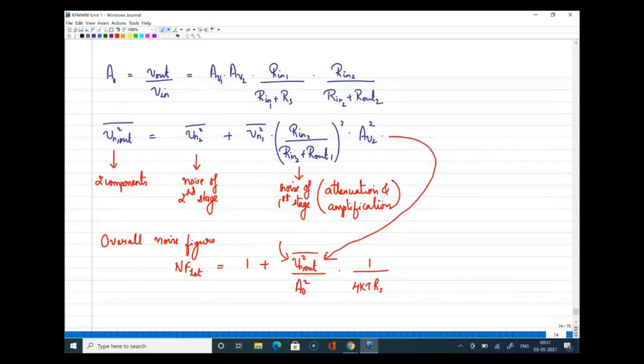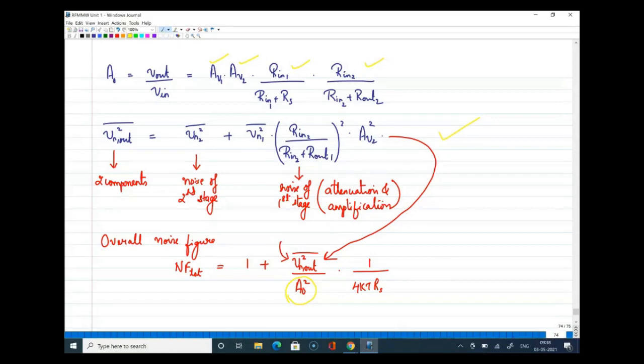Okay, so look at this expression now. Look at this term where we have written Vn out square. Along with Vn2 square, nothing is there, but with Vn1 square, there are two terms. Now look at the denominator factor here. What is this A naught square bar? In A naught square bar, you have AV1, AV2, Rn1, this factor and this factor. But it is A naught square basically, so you will have the entire thing squared, right?